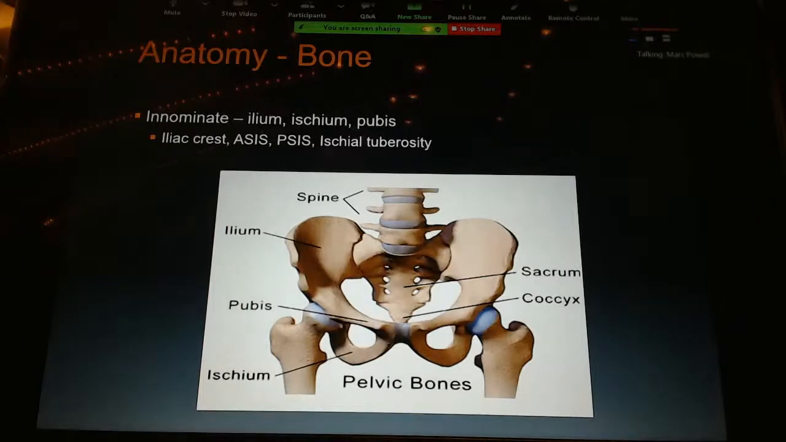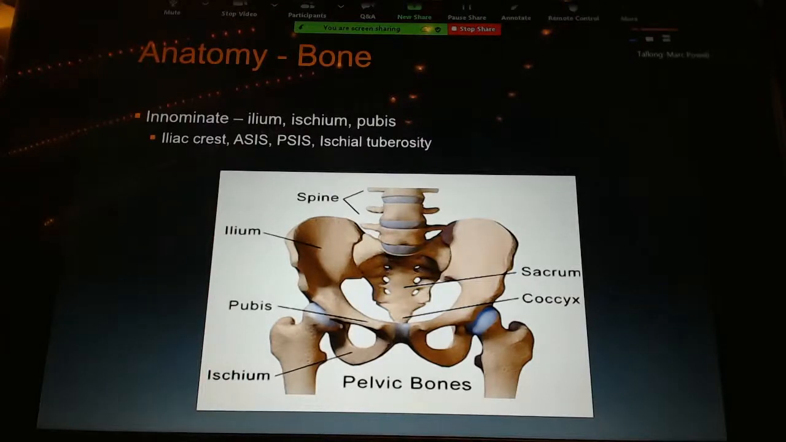I know people don't actually hear the word innominate enough. If I say innominate, who's going to throw their hands up and say, I say that word consistently? Not a lot of you. Everybody says sacroiliac, but they don't say innominate. So let's talk about what the innominate is.